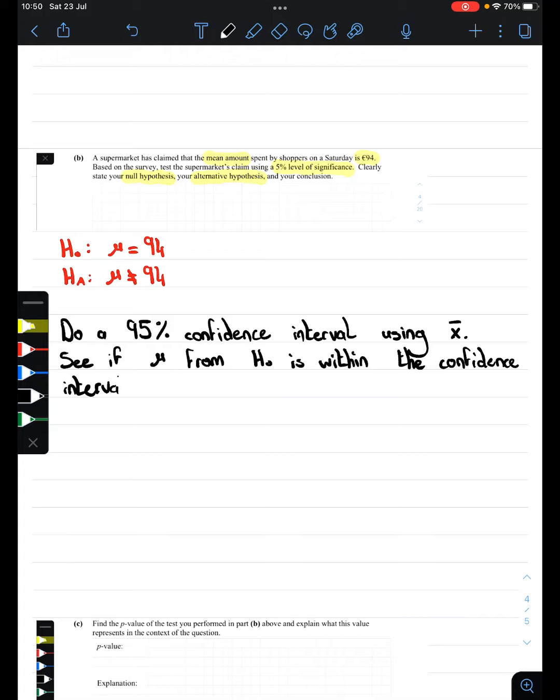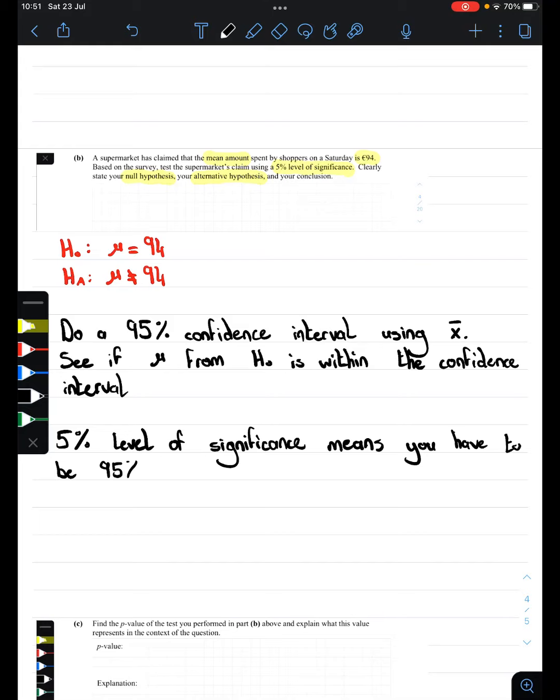So a 5% level of significance means that if you're going to disprove, so let's just write this in, 5% level of significance means you have to be 95% sure or more that H naught, the hypothesis, is false to reject it. So you've got to be very sure.